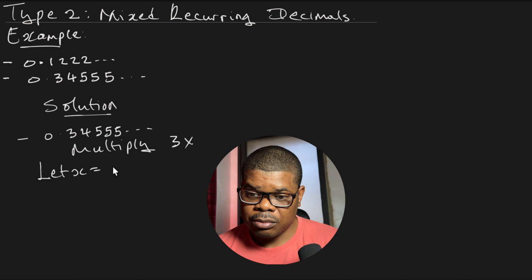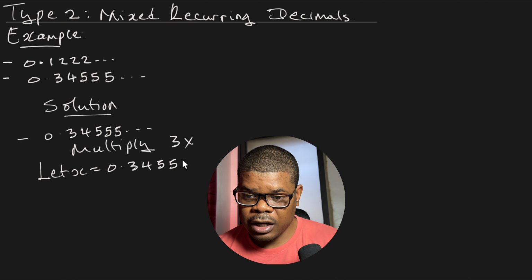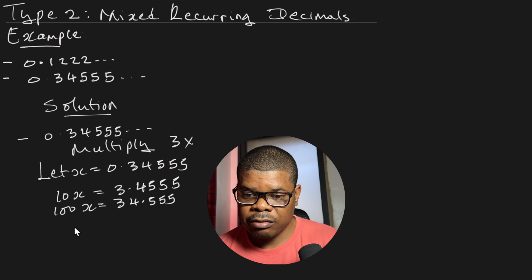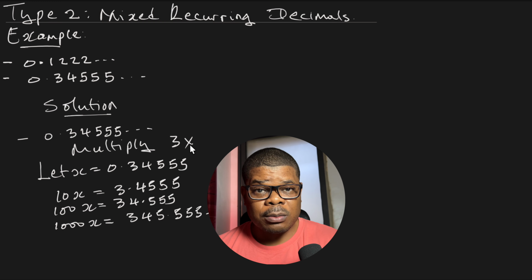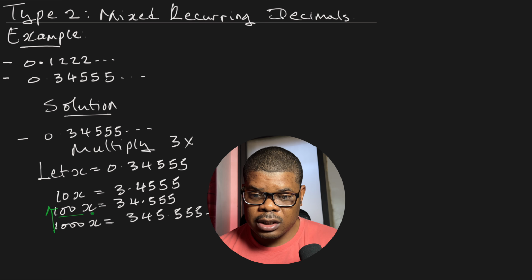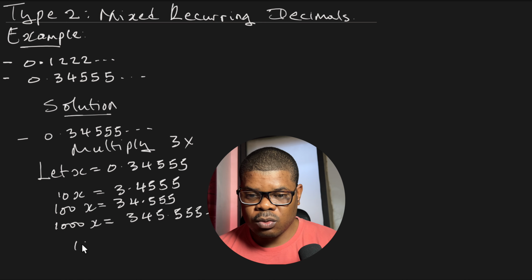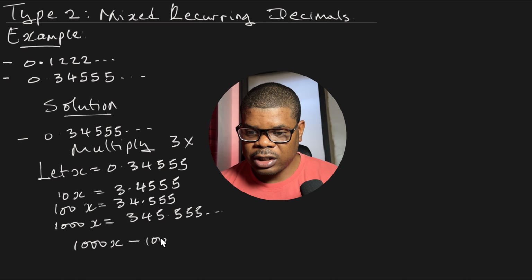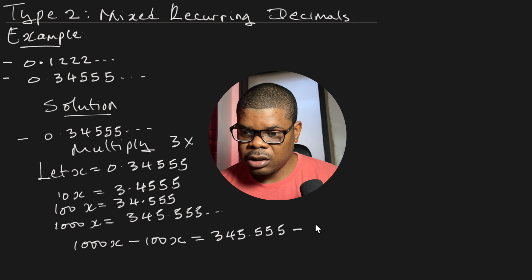First of all, let x be equal to 0.34555. So 10x is equal to 3.4555, and then 100x is 34.555, and then 1000x is 345.555. So this is what we have. So whenever we're subtracting, you always subtract the last 2. So you subtract this and this. So 1000x minus 100x is equal to 345.555 minus 34.555.